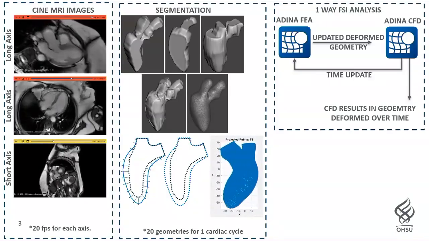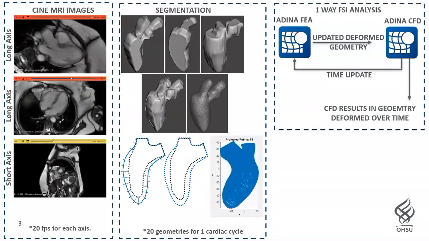And here I use a one-way fluid structure interaction analysis and perform all the CFD calculations. I use the ADINA finite element solver for the structural part and the ADINA CFD solver for the fluid dynamics part. This is a one-way FSI analysis. There is no physical information sharing between the CFD and the structural part.